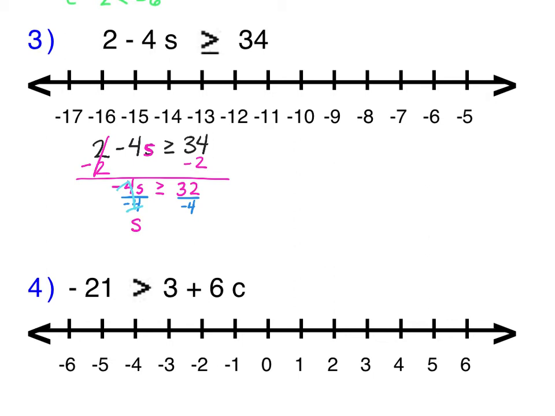So s is not greater than or equal to, because we divided by a negative this time. That means that we flip, or reverse, the sign.